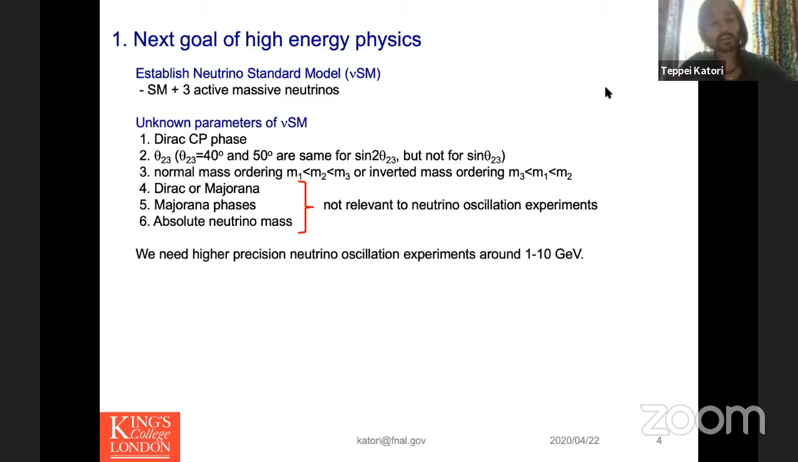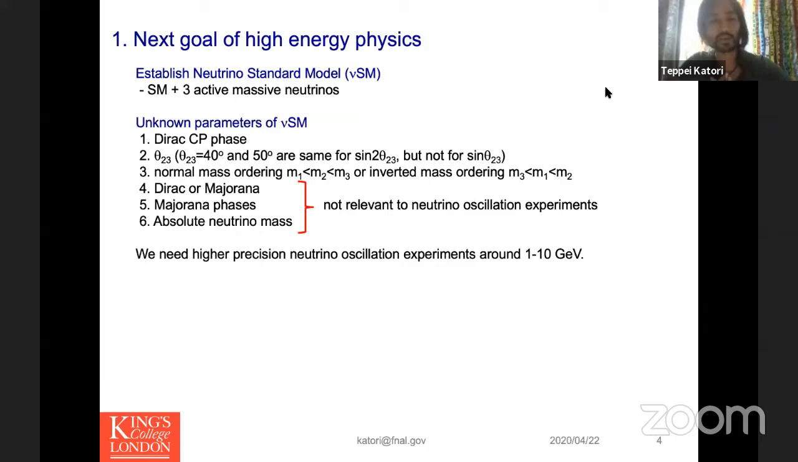Among them, many of these parameters are already measured, but there are still several unknown parameters, and maybe the most interesting one is this Dirac CP phase, which is the topic of today's talk. The second one is the mixing angle theta 2-3. This was the first measured with high precision, but now you have to measure with higher precision. People used to measure sine squared 2 theta 2-3, but in a high precision neutrino experiment, you want to know the value of sine theta 2-3, and then 40 degrees and 50 degrees have to be differentiated. At the moment, we don't know if it's 40 or 50, basically.